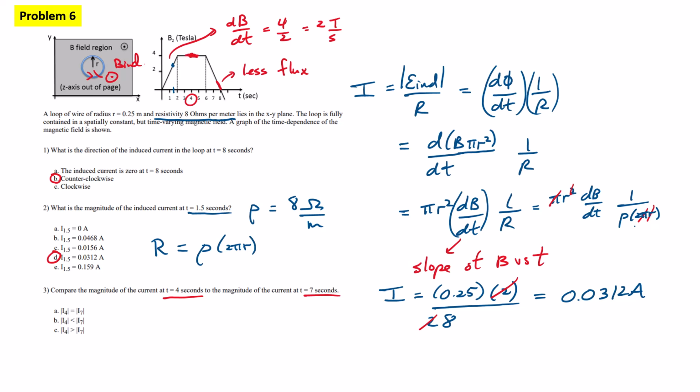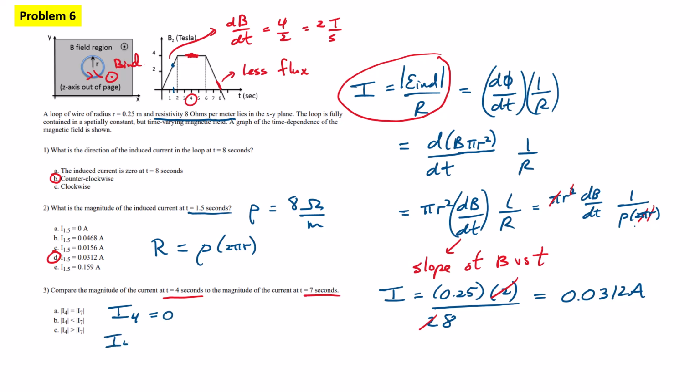The slope over here is 0, which means that if I'm applying this equation, if there is no change of field with respect to time, it means the induced EMF is 0. So right away, you should be able to conclude that the current right here has to be 0.